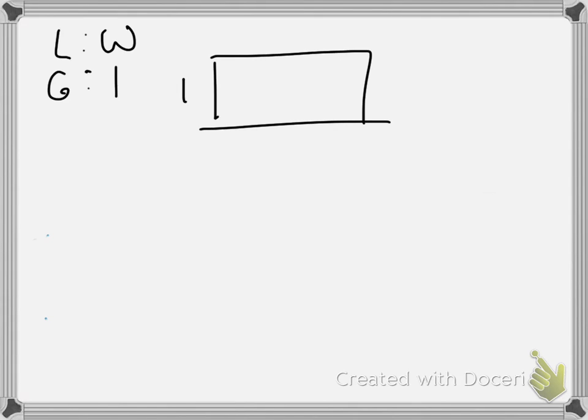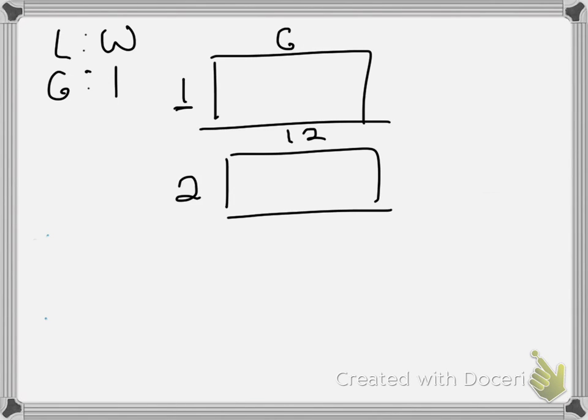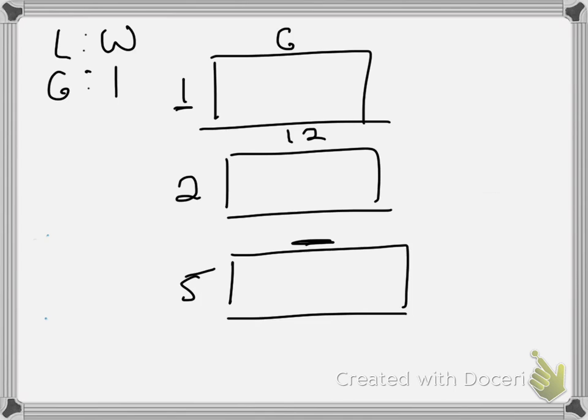Okay, so to start we could just make a rectangle here. If I know that the length to width ratio is 6 to 1, then I could have a rectangle that looks like this, with side lengths 1 and 6, right? 1 to 6 ratio. I could possibly have another one that was 2 to 12, right? What if I had one that was 5? This would have to be 6 times longer, right? So 5 times 6 would get us 30.